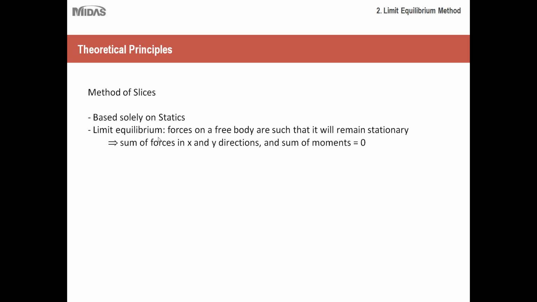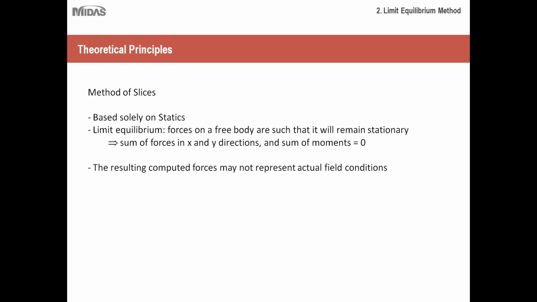So in limit equilibrium, the forces act on a free body such that all remain stationary. In other words, the sum of all forces in the x and y directions and the sum of moments is equal to 0. So for those of you who remember what physics class was like, essentially what they're doing is taking those laws and applying them to the slope stability project, to these slices, and putting the sum of all the forces as well as the moments in equilibrium. And by doing that, you'll be able to find the forces that are acting on the slices to keep them in equilibrium.